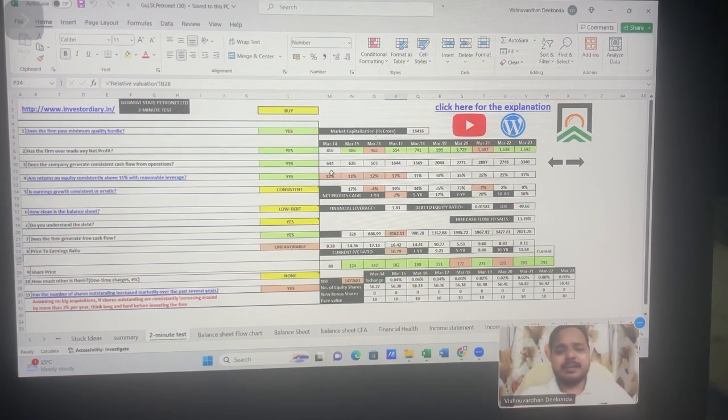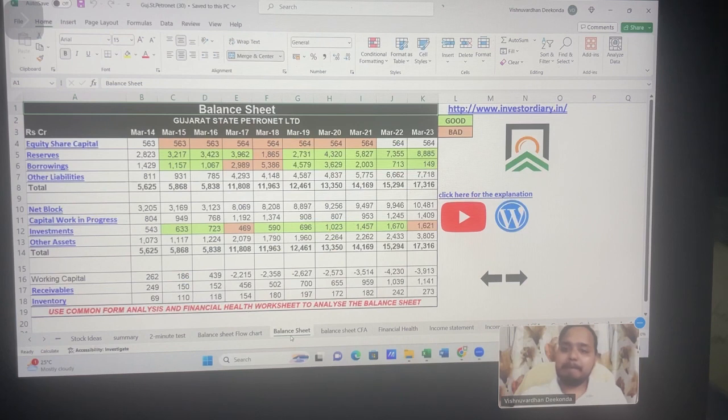Now why I have integrated all these things in one sheet is because generally the way we analyze a stock is, first you look at the balance sheet of the company. Whenever we are looking at the balance sheet, the current number plays a more important role than the past numbers. So how the balance sheet stands today plays an important role.